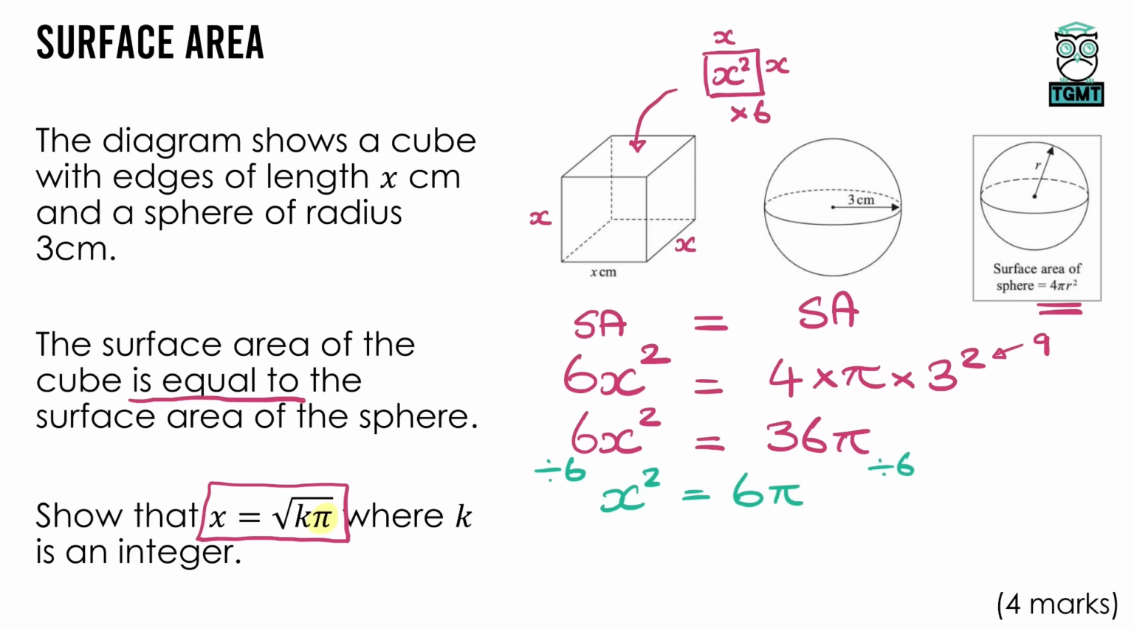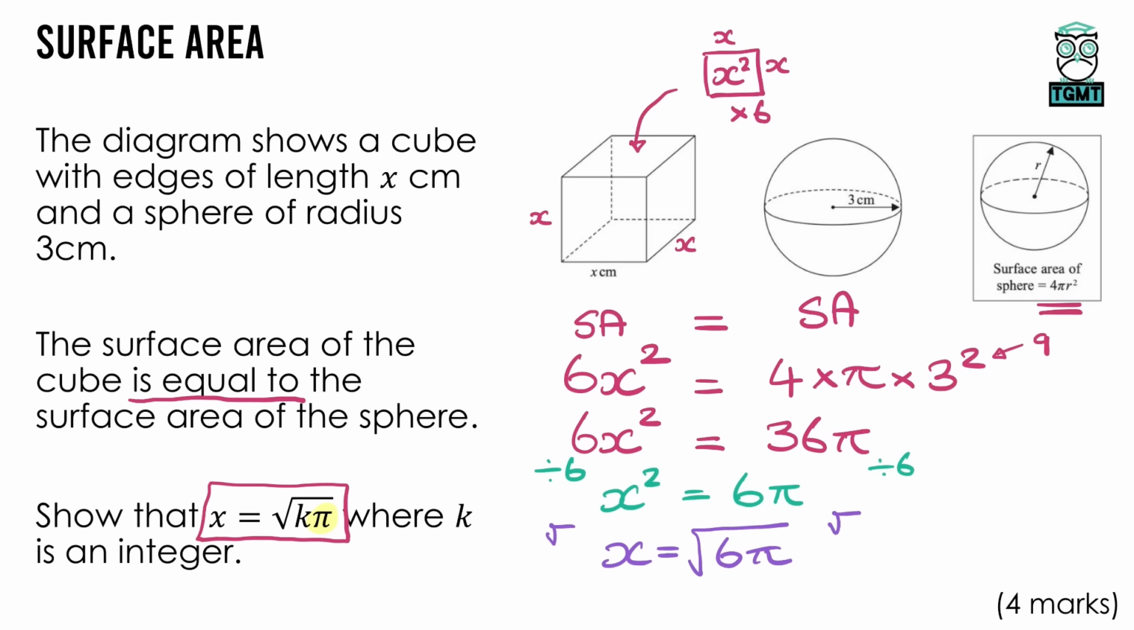And you can probably see that we're basically done now. To get rid of the squared, we're going to need to square root, and we'll square root the other side, and we get x is equal to the square root of 6 pi. And there we go, we've got our final answer. X is equal to the square root of 6 pi.